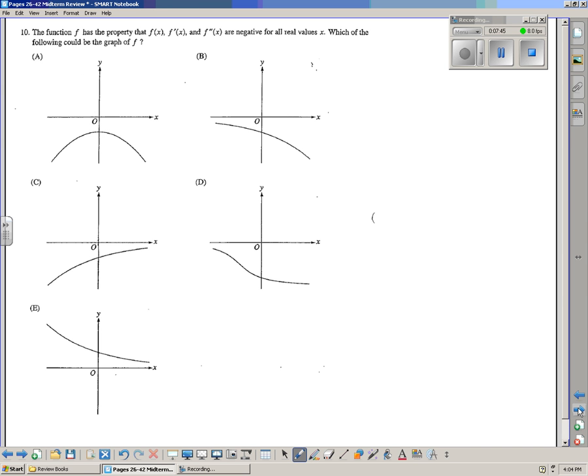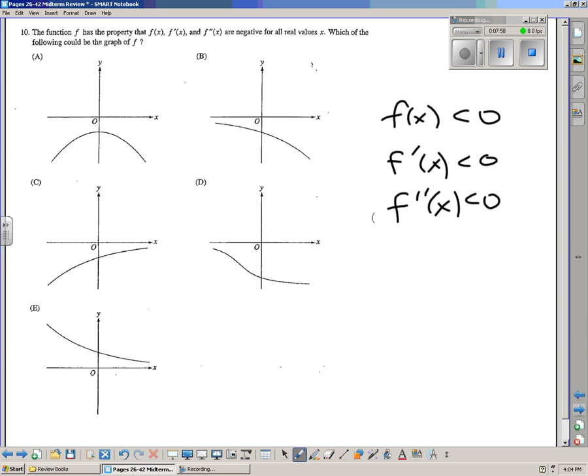Number 10, the function f has the property that f of x, f prime of x, and f double prime of x are all negative. So what does this mean? Well, f of x being negative means f is below the x-axis all the time. F prime being less than 0 means that f is decreasing all the time. And f double prime of x being less than 0 means that f is concave down all the time. So if we analyze this, we want the picture that's below the x-axis, decreasing, concave down. Choice B.